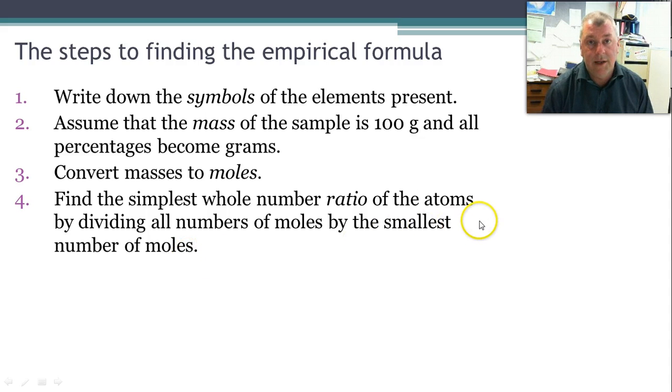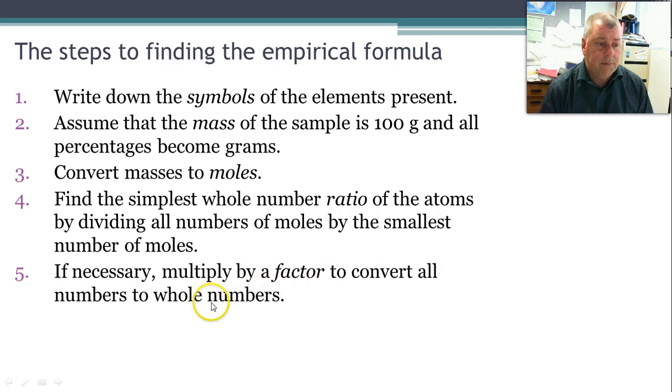Now that sounds a bit complicated. Wait till we do an example and you'll hopefully get the idea there. And it's also a good idea, once I've done the example, to perhaps rewind this and have a read through these steps and make sure that you follow what I was doing. But we'll do it a few times and you'll get to do some sample questions as well. Now step 5 is an optional one. If necessary, multiply by a factor to convert all the numbers to whole numbers. And I'll talk about that shortly.